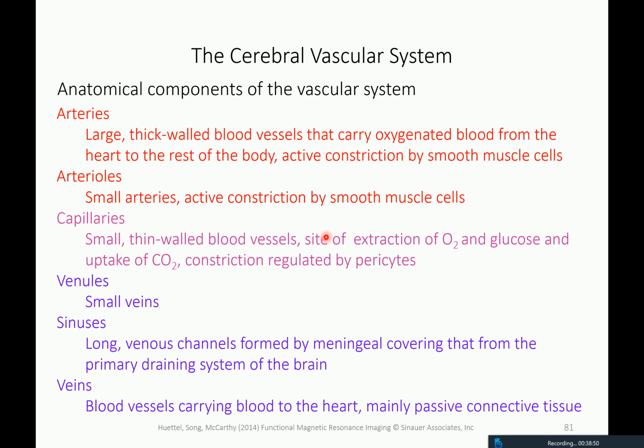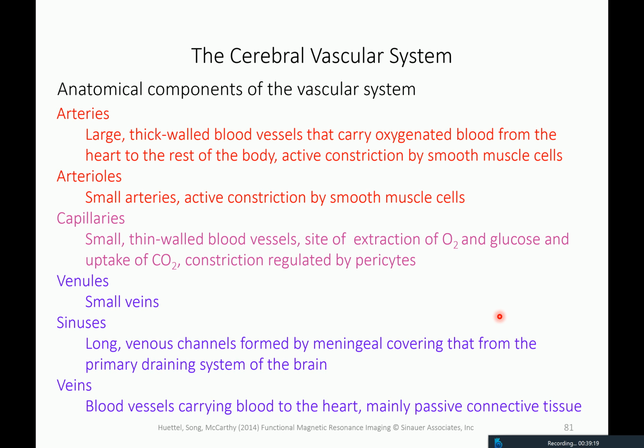And then from the capillaries, especially in the brain, you can go via small veins to so-called sinuses, long venous channels that are formed by the meninges, the skin of the brain, and from the primary draining system to then veins proper. But they are mainly passive connective tissue.